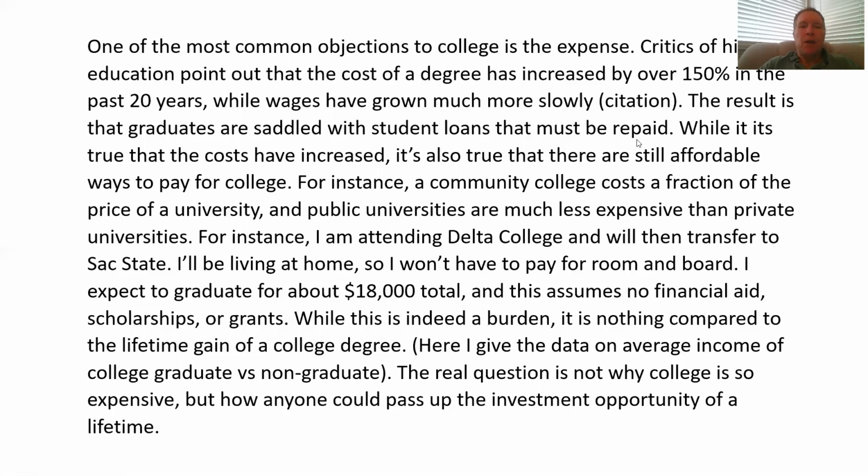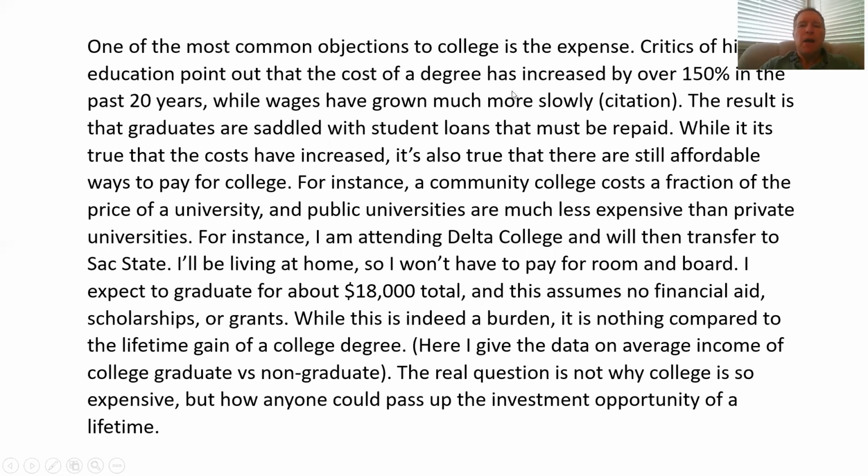So let me point out in this paragraph what we're doing here. So we begin with a topic sentence that states the opponent's objection. One of the most common objections to college is the expense. Notice it's clearly stating this is my opponent's side. And I'm giving more language showing this. Critics of higher education point out that the cost of a degree has increased by over 150% in the past 20 years, while wages have grown much more slowly.